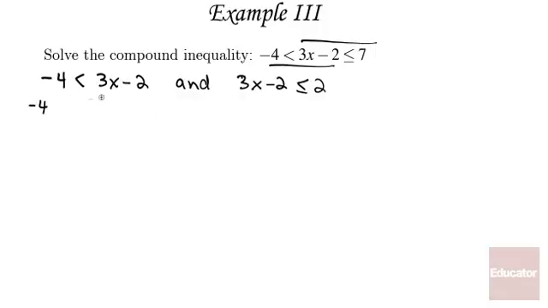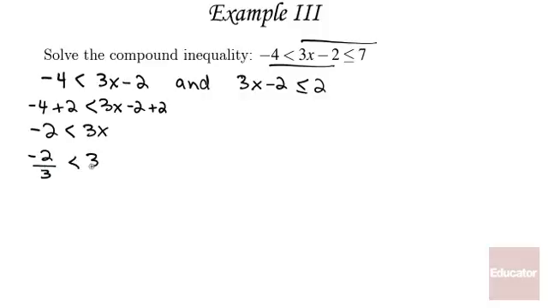Solving this inequality over here by first adding 2 to both sides, which is going to give me negative 2 is less than 3x. Dividing both sides by 3. Negative 2 divided by 3 is less than 3x divided by 3. So it's negative 2/3, that should be a 3 right there, is less than x. Okay, so negative 2/3 is less than x is the solution set for this first inequality.